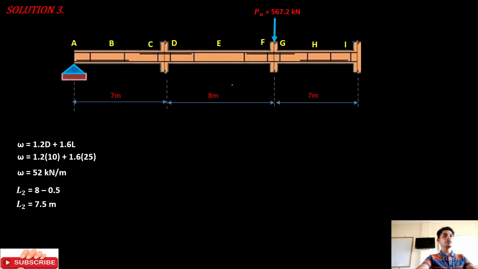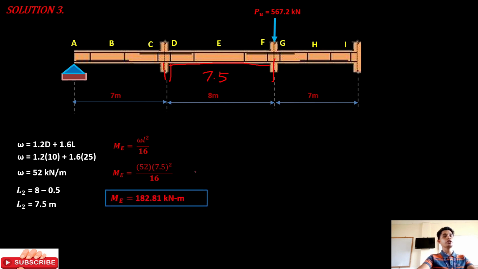So, clear span muna. Yung clear span natin dito is 8. Bawasan natin ang kalahati ni column, 0.25, dito 0.25 din. So, ang clear span natin is magiging 7.5 meters. Okay? So, yun yung ating gagamitin dito. WL squared is 52 times 7.5 squared over 16. That will be 182.81 kilonewton meter.